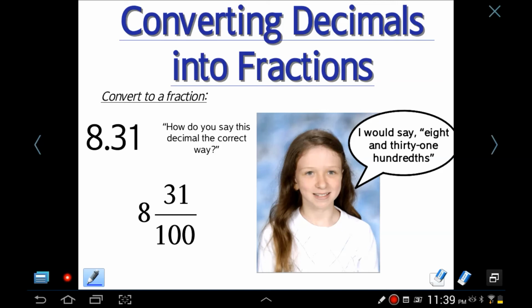And let's reduce this, and 31 is only divisible by 1 and 31. It's prime. I think 31 does not go into 100. That's it. You cannot do any more with that. So that cannot reduce. So there we go.